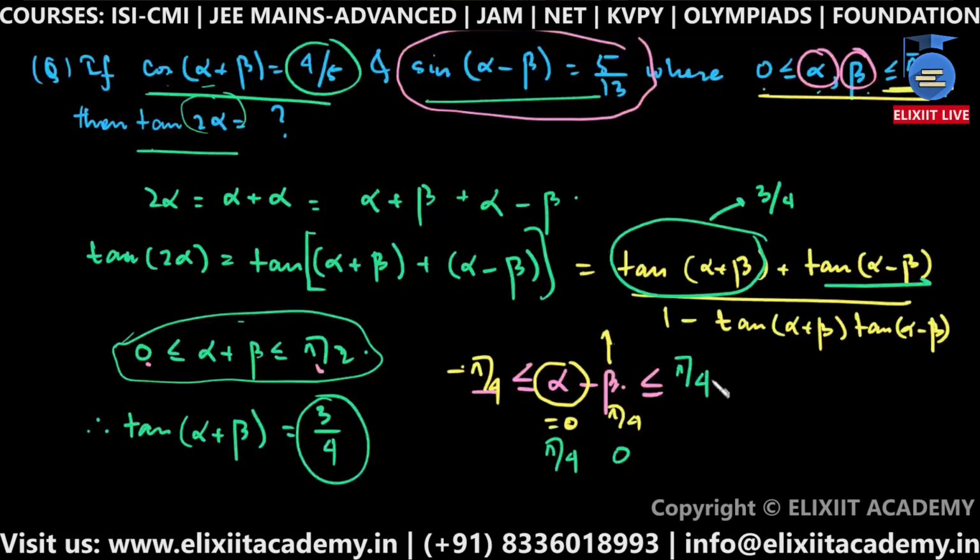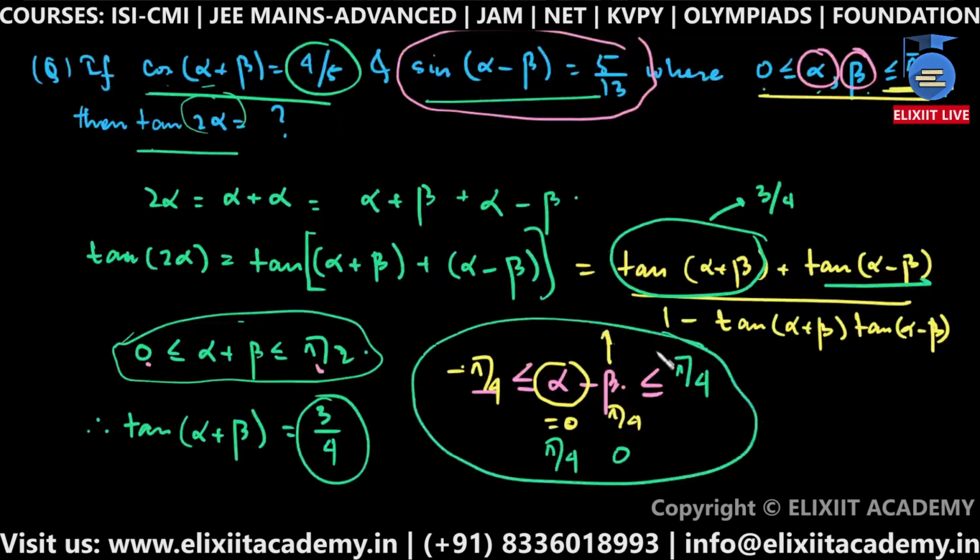Write this down somewhere. The minimum value of alpha minus beta is obtained by reducing the value of alpha and increasing the value of beta. When alpha is minimum and beta is maximum, we get the minimum value. When alpha is maximum and beta is minimum, we get the maximum value. This is a basic concept we have just developed. Now in this case, first of all, we have got the value of alpha minus beta, which lies between minus pi by 4 and pi by 4. This is what you're getting.